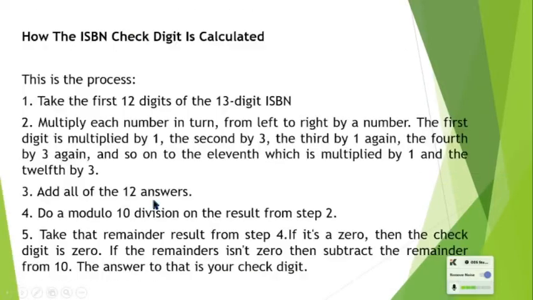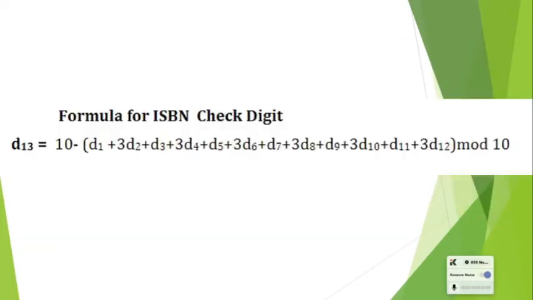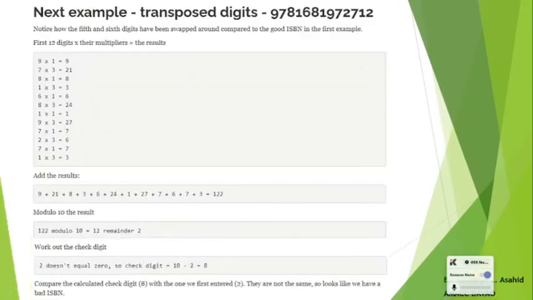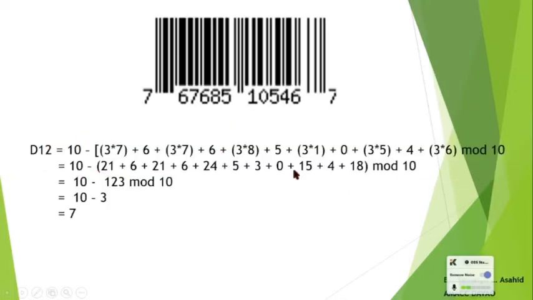So 'di ba yung una is i-multiply by 1 yung first digit, ito baliktad sa UPC. Una yung 3. So 3 times the digit 1, then alternate pa rin. So 3D1, D2, 3D3, alternate. Then mod 10 pa rin. Now let's have an example.